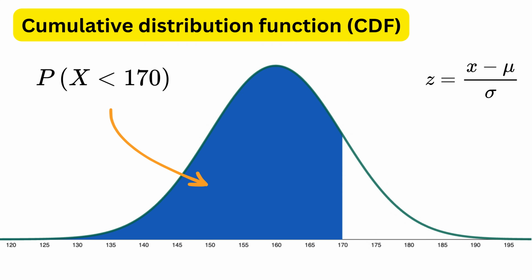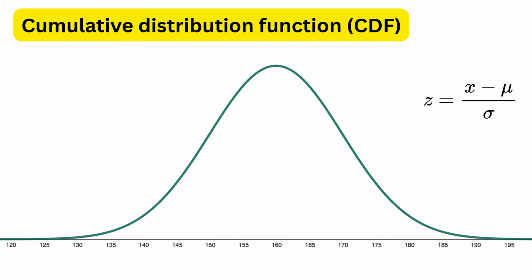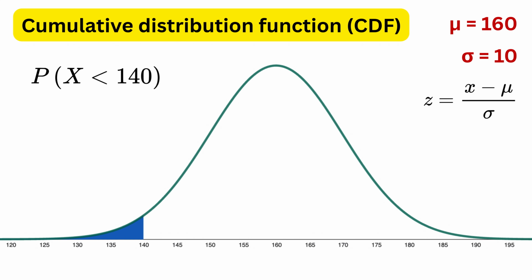To find actual probabilities for being below or above a value, we use the cumulative distribution function, the CDF, which gives the area under the bell up to a point. It is given like this using the PDF f of x. For example, if the mean mu is 160 and sigma is 10, and you want the probability that height is less than 140 centimeters, then first we compute the z-score by taking x as 140. We get this, so z-score turns out to be -2.